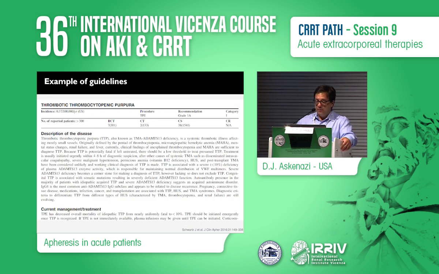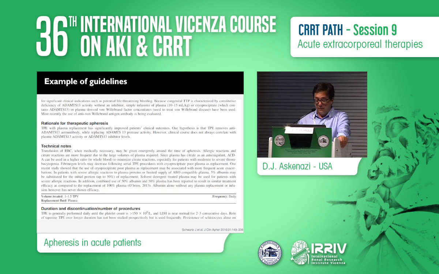So this is an example of a guideline. I picked TTP here. Some of the things you can see here: it'll tell you the category, how often you should do it, a brief description of the disease, and the current management. It'll guide you to say, okay, should you be doing this every day, and what are you looking for to say, okay, now we should be backing off. And again, you can't find a better one-page guide on what to do for apheresis for TTP than this guideline.